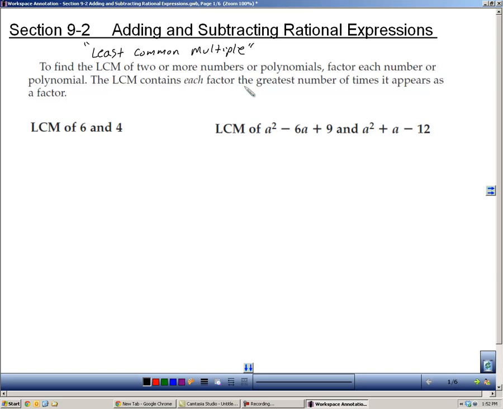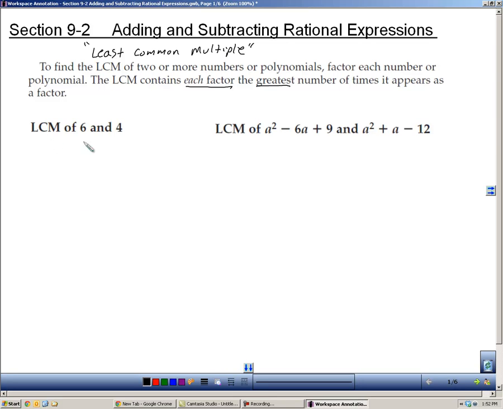That's the smallest factor that both of the numbers or expressions will go into. To find the least common multiple, you find each factor the greatest number of times that it appears. So we're going to show you how to do that here in these two examples.